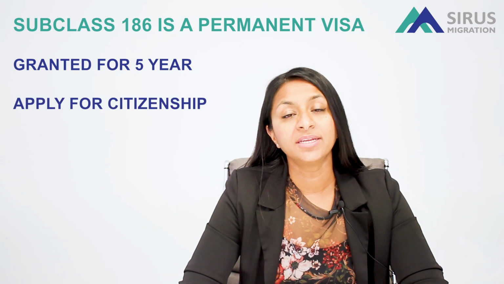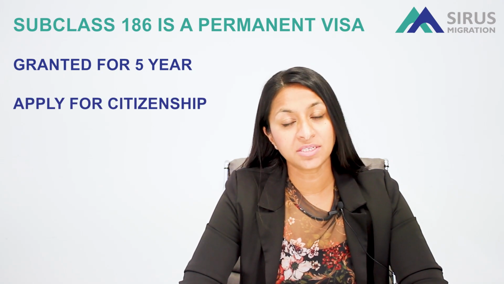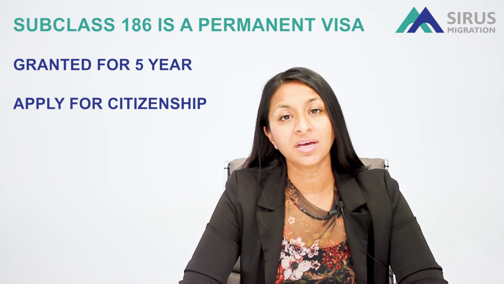Subclass 186 is a permanent visa. Like any Australian permanent visa, it will be granted for 5 years. It gives you the opportunity to apply for citizenship or renew the visa after 5 years.